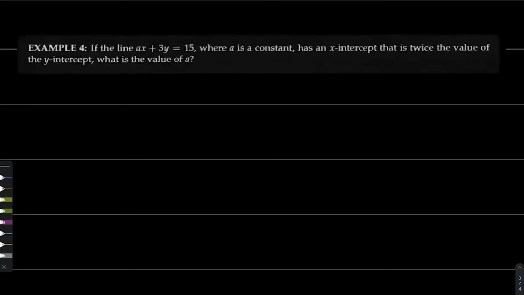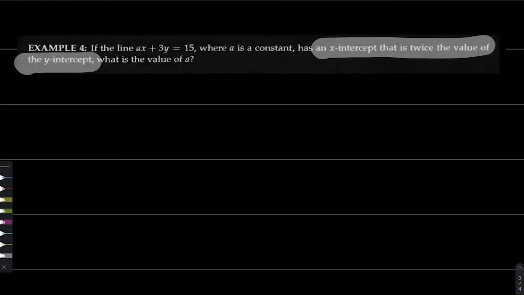If the line ax plus 3y is 15, where a is a constant, now this is important, it has an x-intercept which is twice the value of the y-intercept. Okay, so what is my x-intercept? My x-intercept is when my y is 0 and x has some value. And what's my y-intercept? The y-intercept is when x is 0 and y has some value. So they're saying the x-intercept, this value of x, is twice the value of y. So x equals 2y.